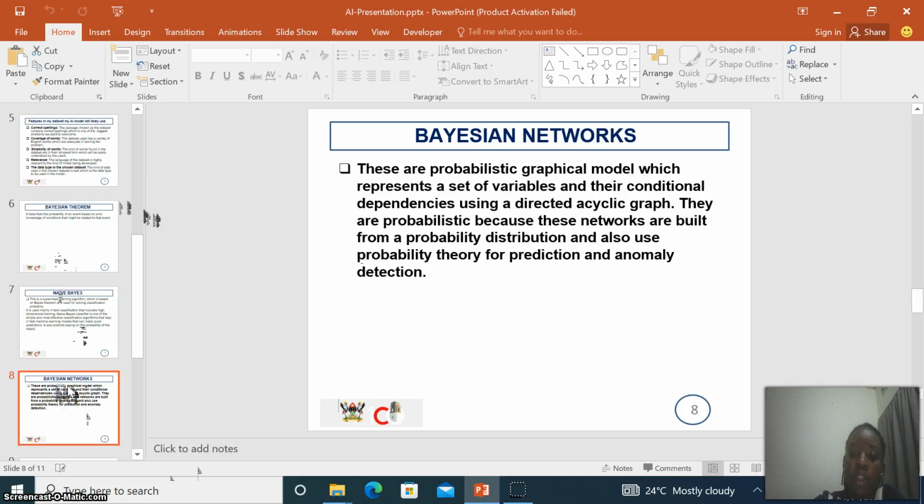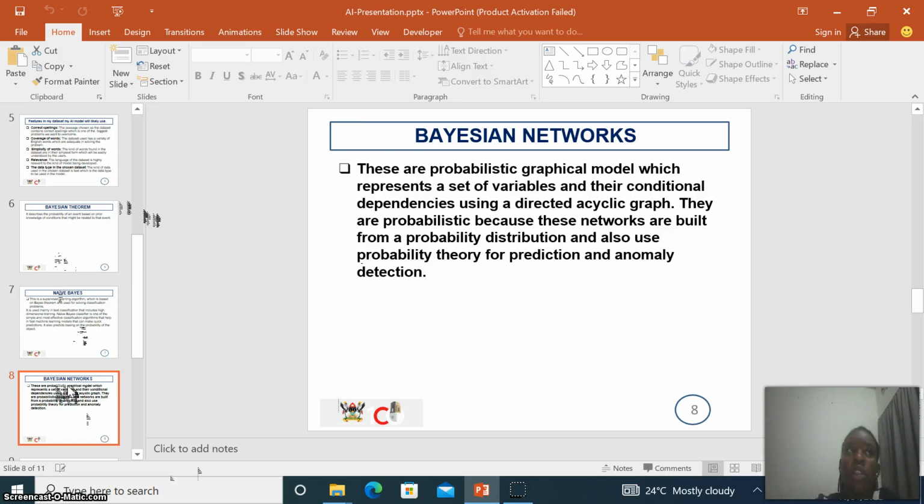And for Bayesian networks, these are probabilistic graphical models which represent a set of variables and their conditional dependencies using a directed acyclic graph. They are probabilistic because these networks are built from a probability distribution and also use probability theory for prediction and anomaly detection. So Bayesian networks, they are directed acyclic graphs.